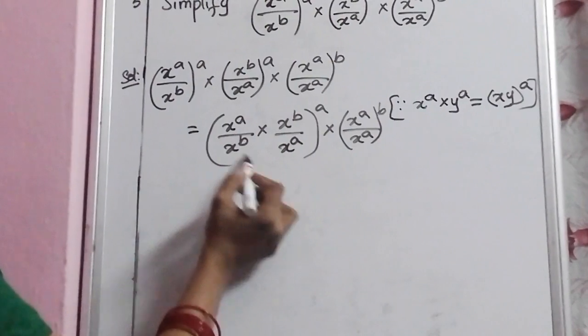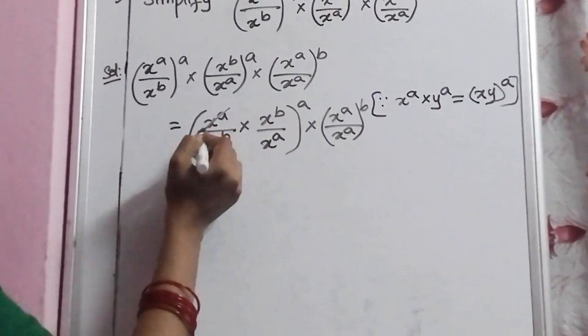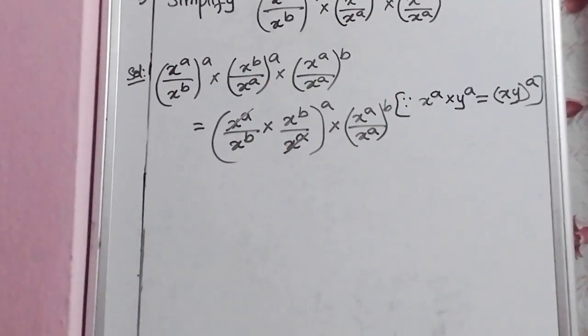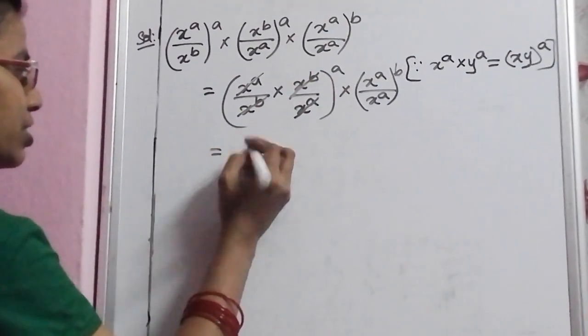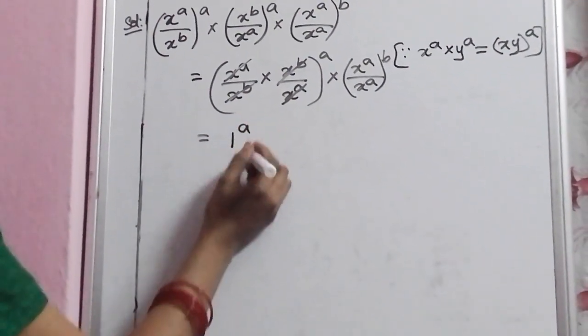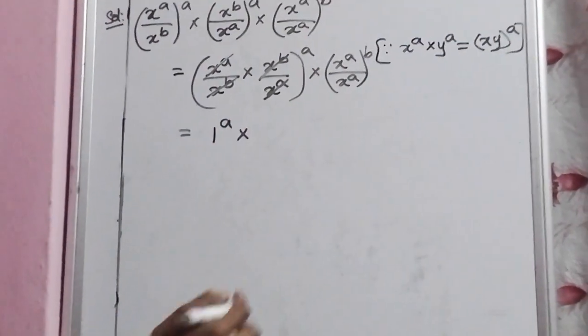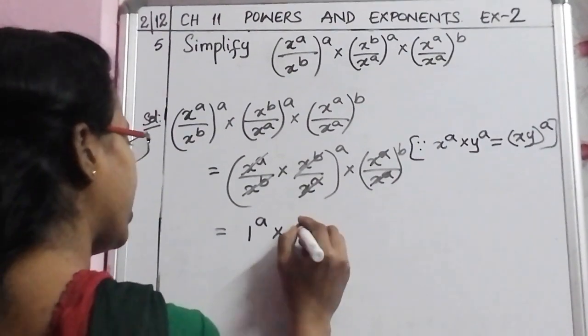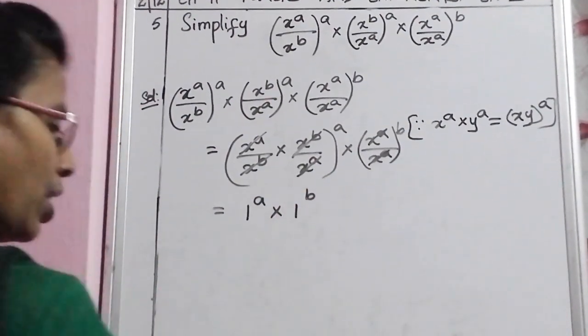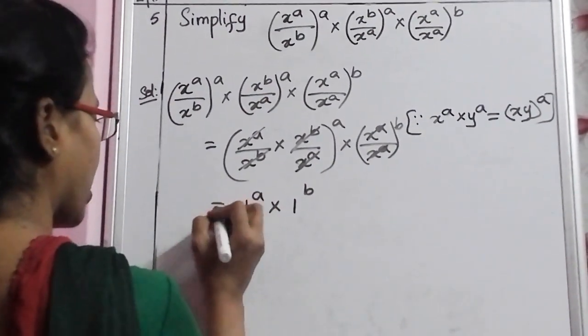So let's see how we can simplify this. x to the power a and x to the power a, x to the power b, x to the power b gets cancelled. This is 1 to the power a into x to the power a, x to the power a both get cancelled. It is 1 to the power b.